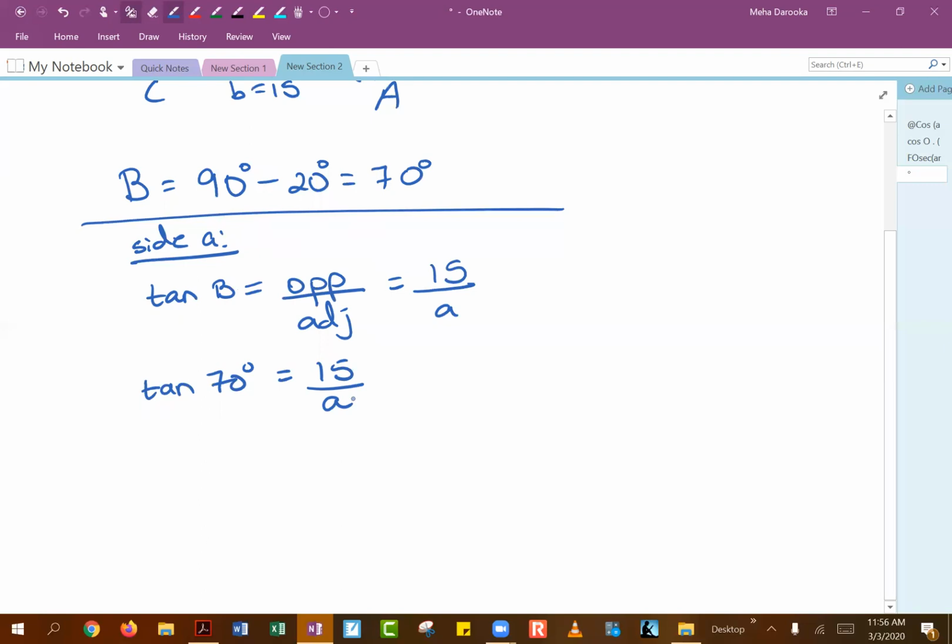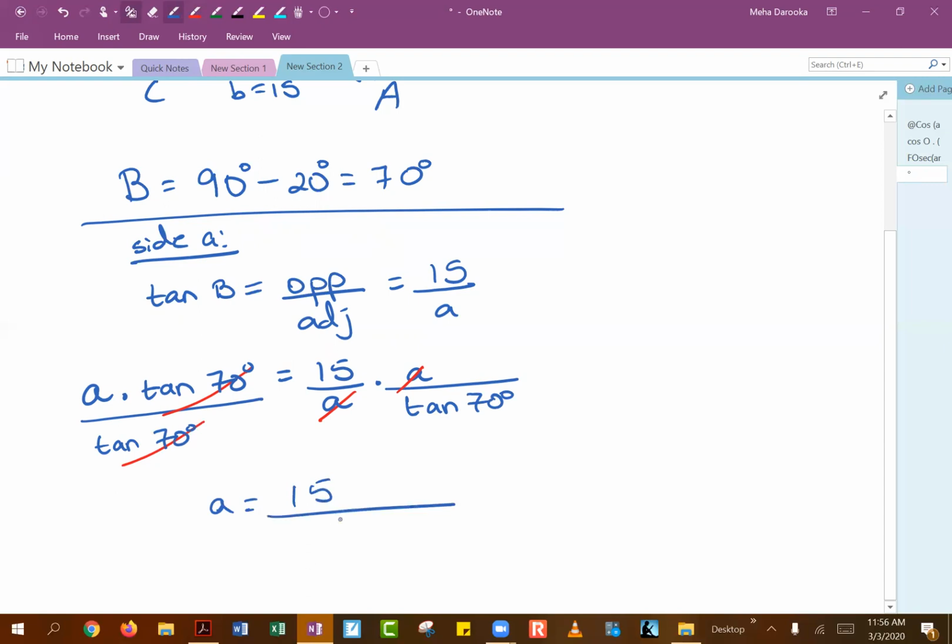15 over a. So the idea is to get a by itself and move everything else to the other side. So you're basically solving an equation at this point. Start by multiplying both sides by a. And then, of course, we would need to divide both sides by tangent of 70 degrees. Again, please make sure your calculator is in the right mode. So that will be 15 divided by tangent of 70 degrees.